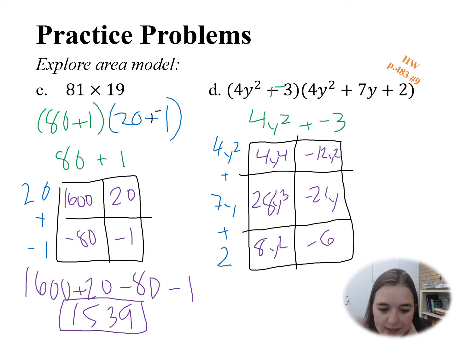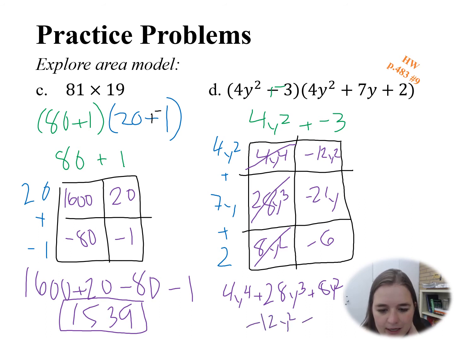Like before, I'm going to rewrite it now, starting with my highest power exponent. So I see 4y to the power of 4. And then I see a 28y cubed plus 8y squared. We're going to jump below because my head's in the way. I have a minus 12y squared and a minus 6. So all of these pieces here, when I'm looking at this, I see like terms. I have that 8y squared and a minus 12y squared.